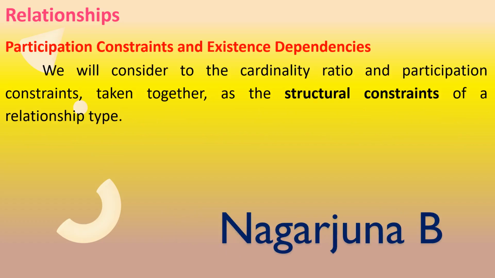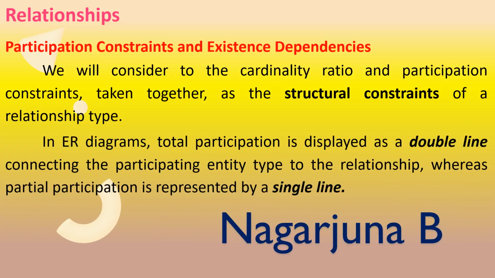Partial constraint, partial participation. We consider the cardinality ratio and participation constraints taken together as structural constraints of a relationship type. In an ER diagram, total participation is displayed as a double line connecting the participating entity type to the relationship. A relationship is indicated by a diamond shape, and the entities are represented by rectangles.